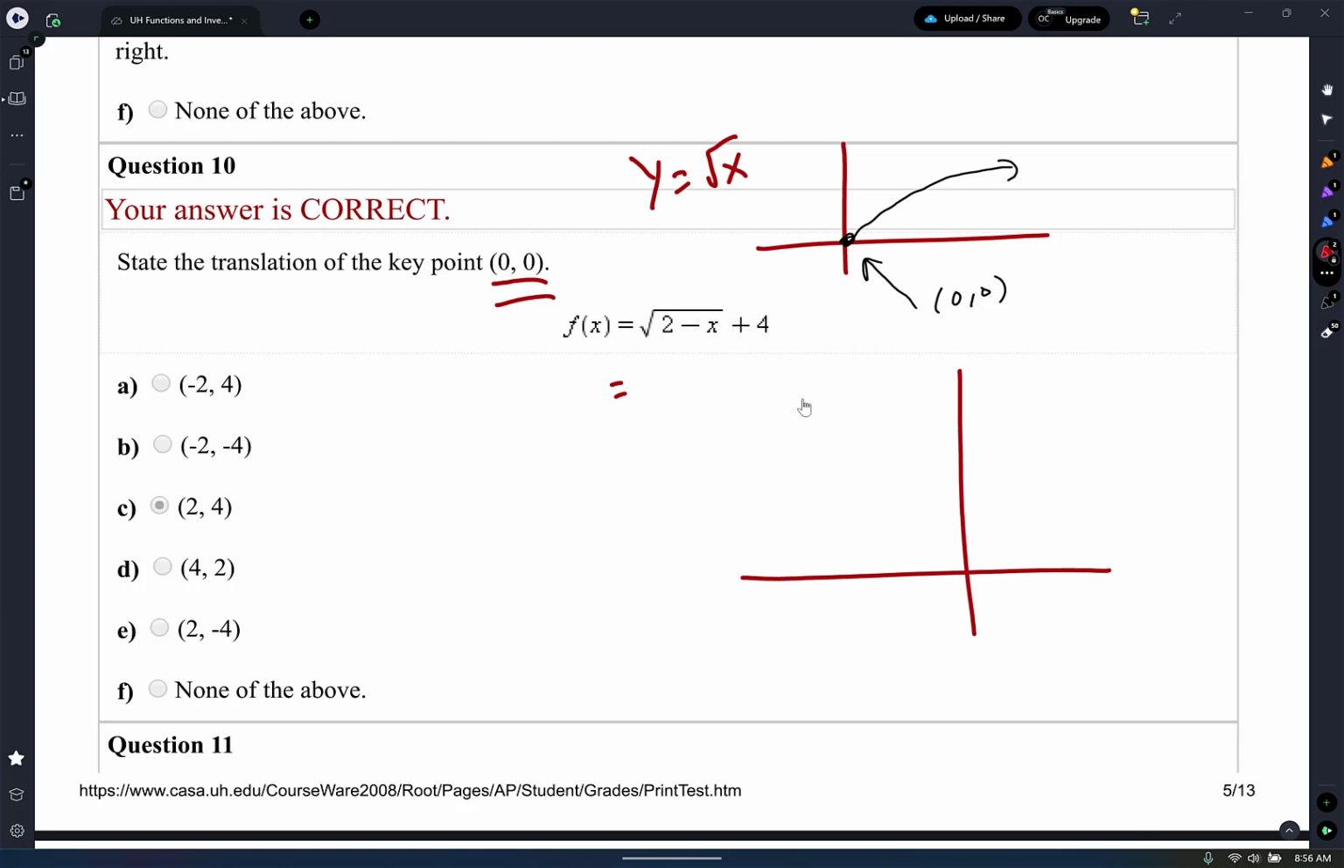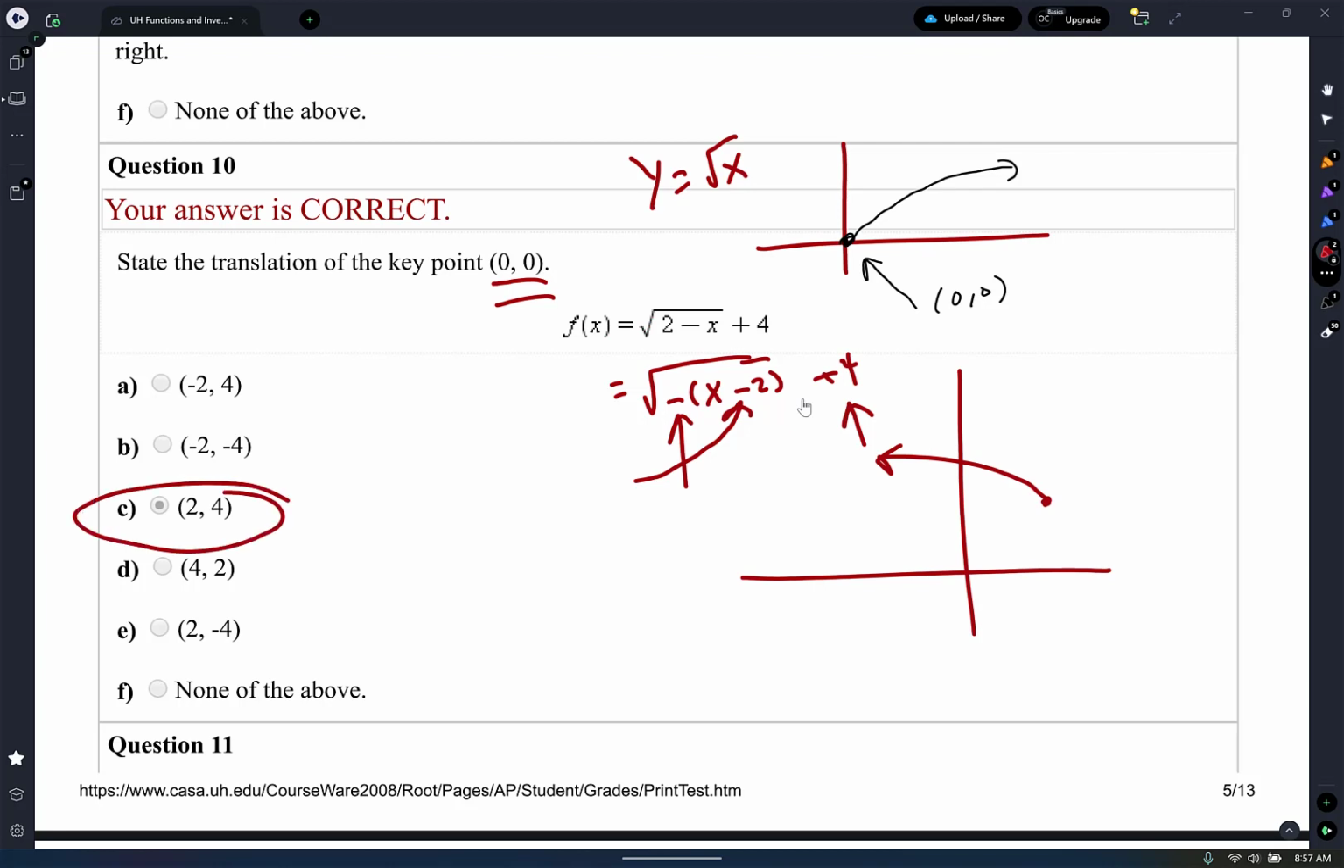How do you tell? Factor out a negative, so that x can be turned into a positive. X minus 2, close it, plus 4. So here's how it moves. It moves 2 to the right and 4 up. 2 to the right, 4 up, and then that negative makes it go like this. This negative makes it move left instead of right. And there it is. C. Cool or not cool?